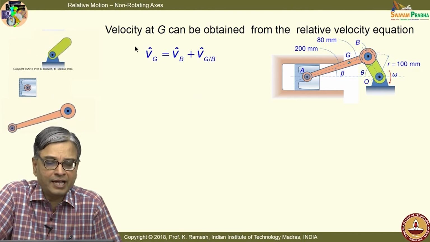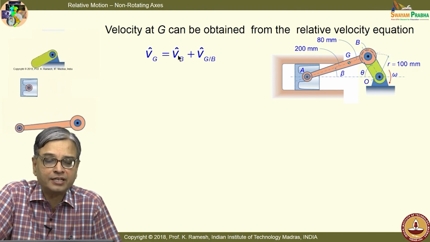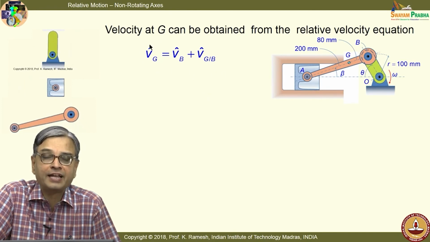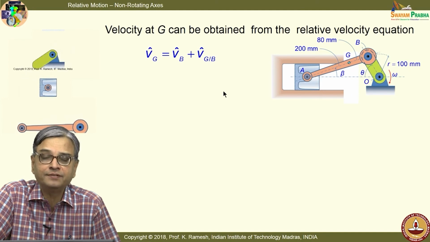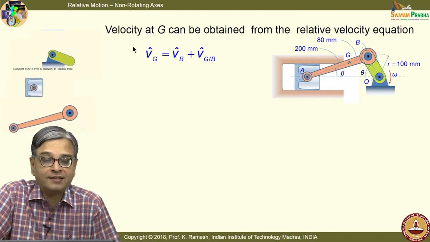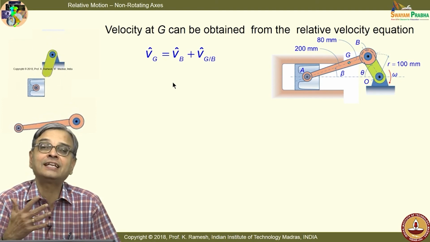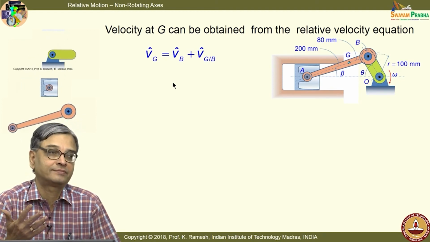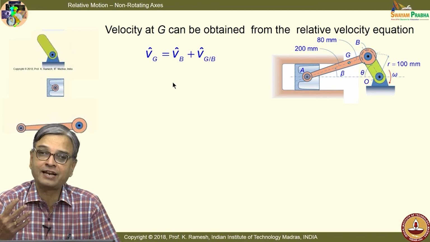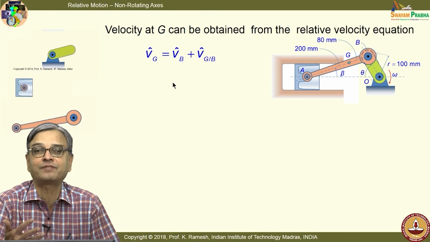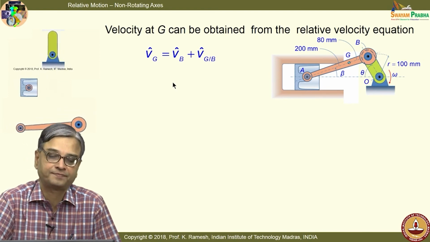And like we have determined the velocity A, we will also determine the velocity G. Write again the relative velocity equation. You are able to write this relative velocity equation on the strength of understanding general plane motion. We have attached a non-rotating translating axis at B. So, we are in a position to write this relative velocity equation, otherwise it is not possible to write.